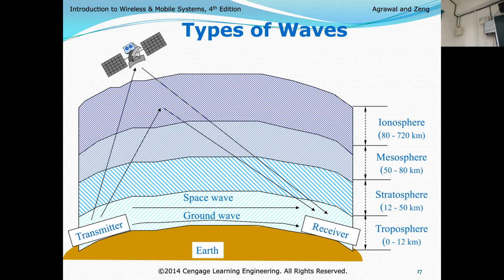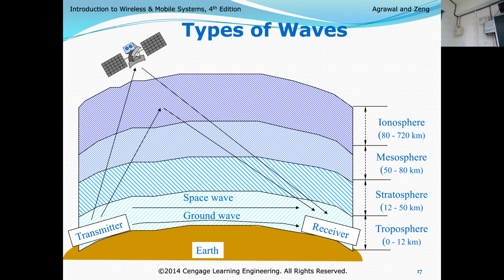And so we have these types of waves. We will have a ground wave, and a bit higher than that we have a space wave. And furthermore, we have the sky wave. This is Earth, and we have the different layers: the troposphere, stratosphere, mesosphere, and ionosphere. And we have all of these.